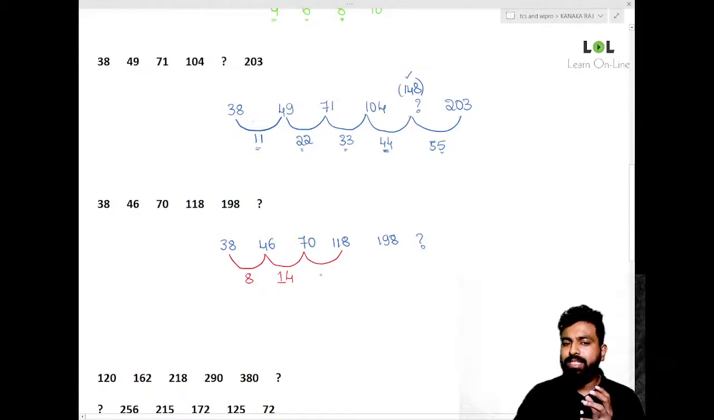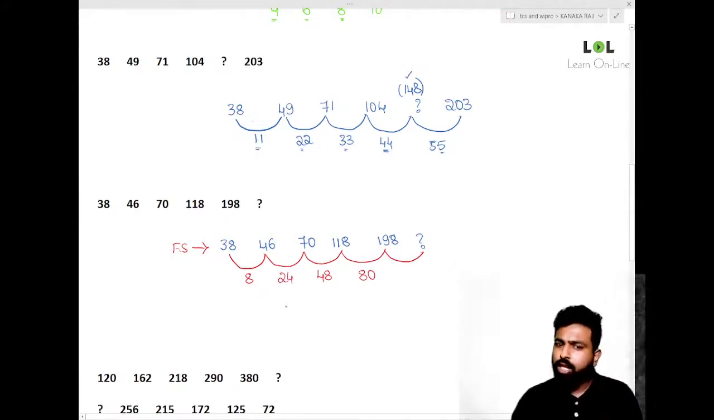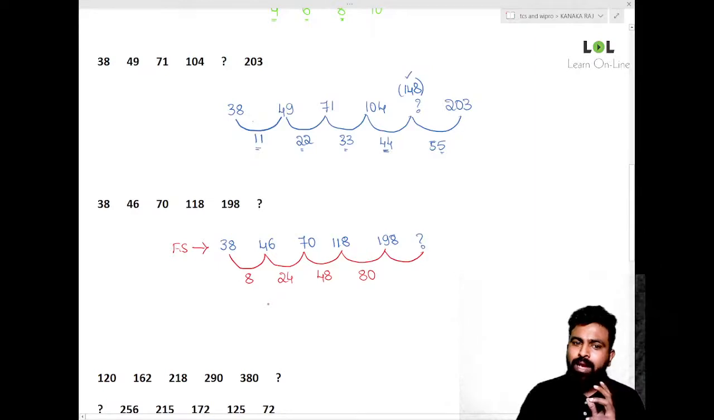70 and 118. 70 plus 40 gives you 110. 110 plus 8 gives you 118. 118 plus 80 gives you 198. Now, the next term here is missing. So from this, am I able to tell something? Yes, it is 24. From this, am I able to tell something? I can tell that all of these are divisible by 8. Other than that, I'm not able to tell anything.